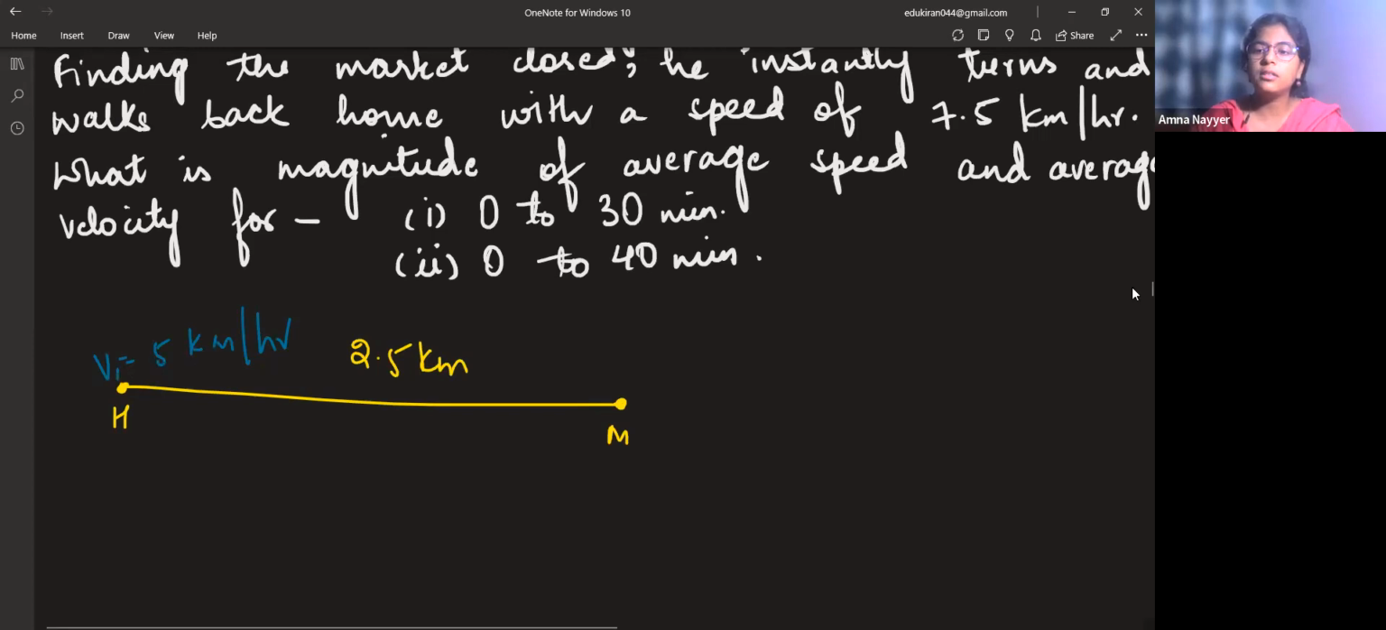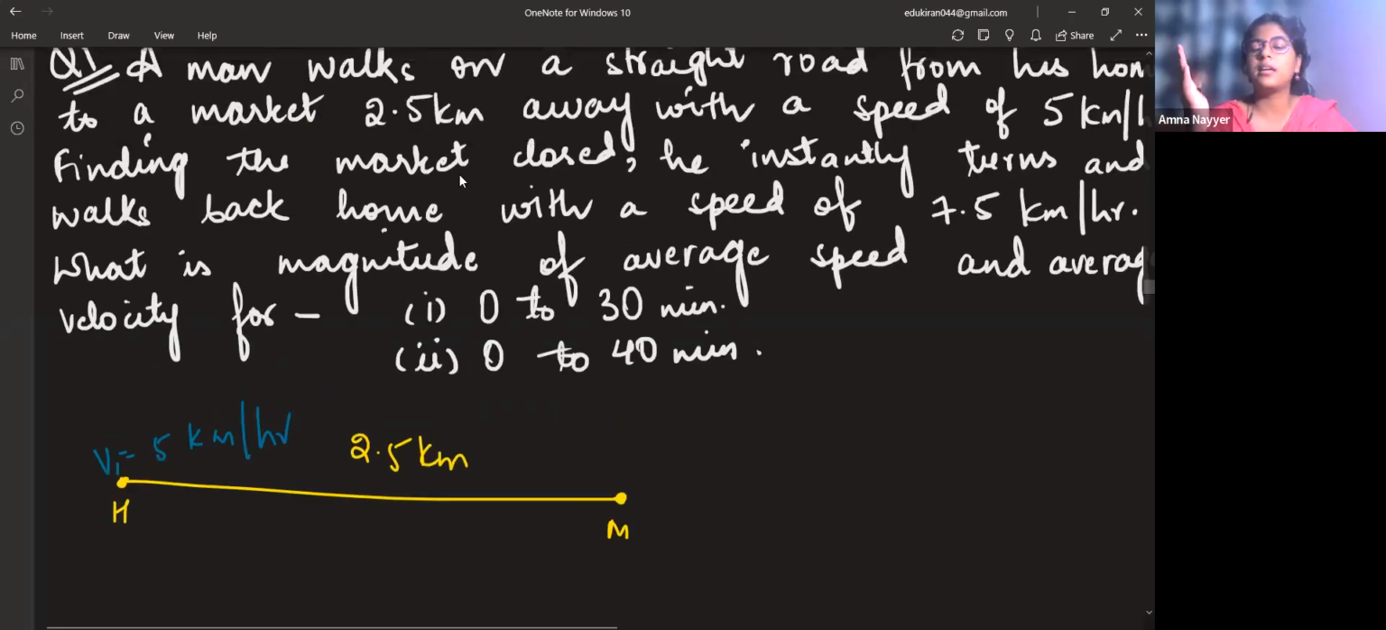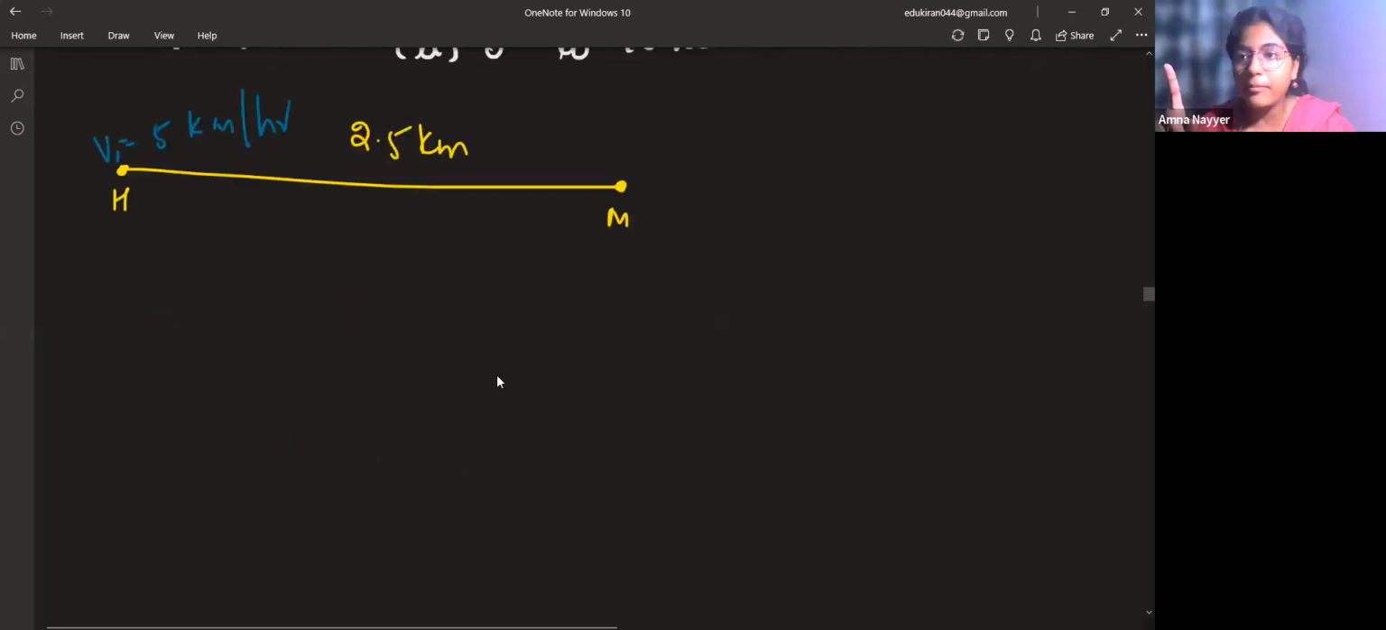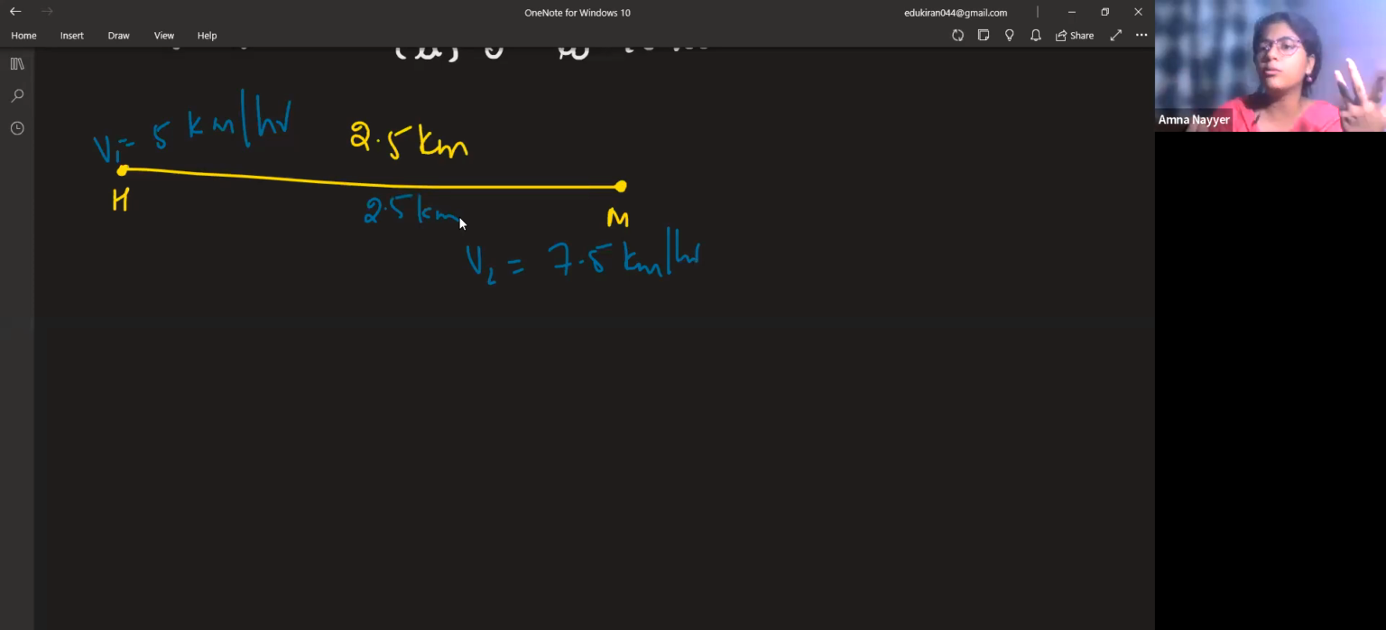Then what happens? Finding the market closed, he instantly turns and walks back home with a speed of 7.5 kilometers per hour. When he was coming, he was moving with 5 kilometers per hour speed. But when he is returning, V2, the speed is 7.5 kilometers per hour. Separation is still the same, 2.5 kilometers. Separation between home and market won't change.